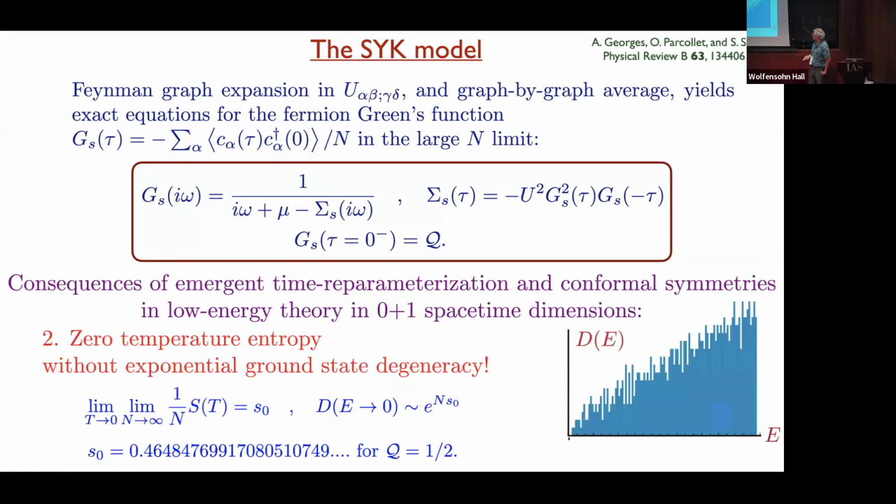Another feature, which we also discovered in the 2001 paper, is somewhat remarkable. It's not, as far as I know, seen in any other model before, which is that this model has a zero temperature entropy. And what I mean by that is precisely this limit, where you send N to infinity first, and then send T to 0, and look at the entropy per particle. That turns out to be non-zero. So that seems to violate the third law of thermodynamics. But the order of limits is really crucial here. This is not the statement, and that's what's remarkable.